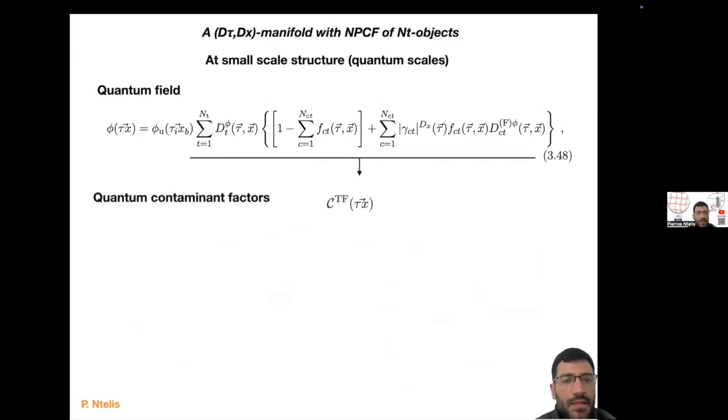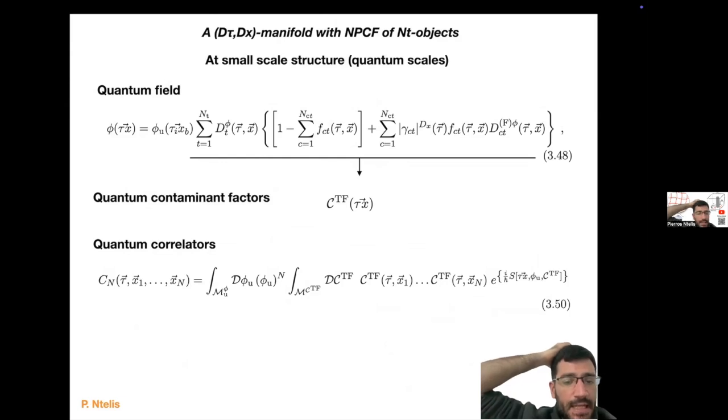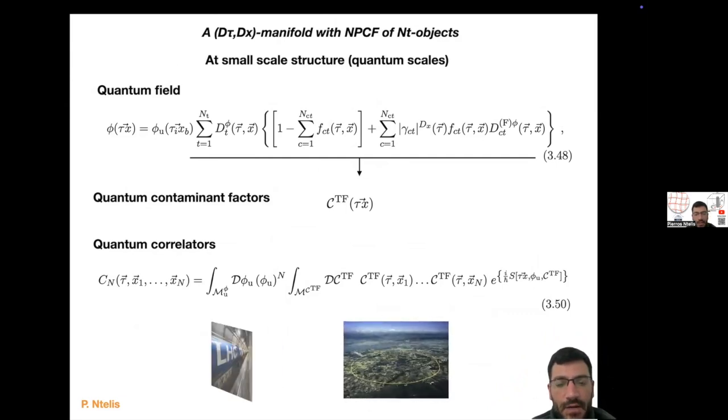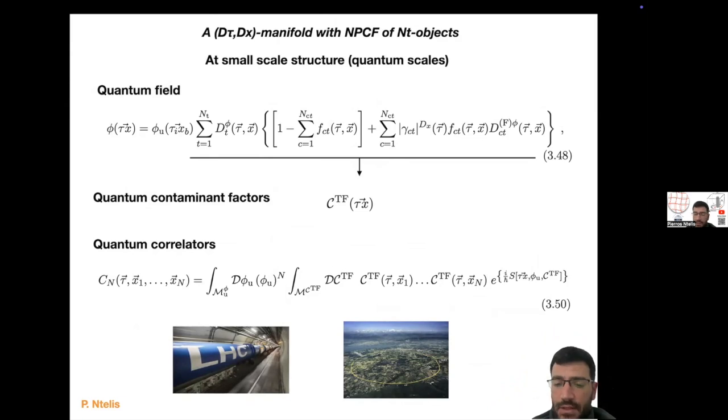Now, all this can be described by the quantum contaminant factor, CTF, and we can build quantum correlation that basically integrates the universal field phi, but also the quantum contaminant factor up to some exponent which gives us the probability of this field, which is related to the action itself. And now by using this kind of formalism, we can use observational data from Large Hadron Collider or other kind of colliders and have a controlled observed quantum field density field.